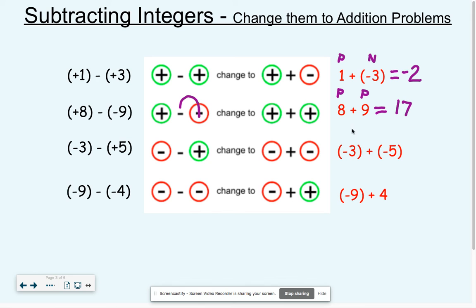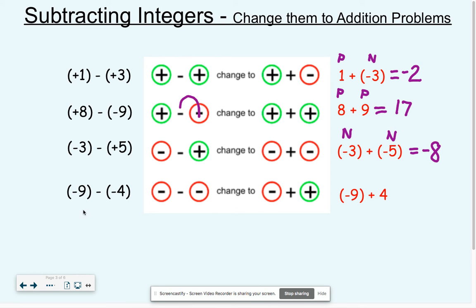So in this case, we have a negative number and a negative number. Because we have two negatives, we're going to get a bigger negative number. So we're going to add these two together and get 8. But because they both were negative, our answer needs to be negative.